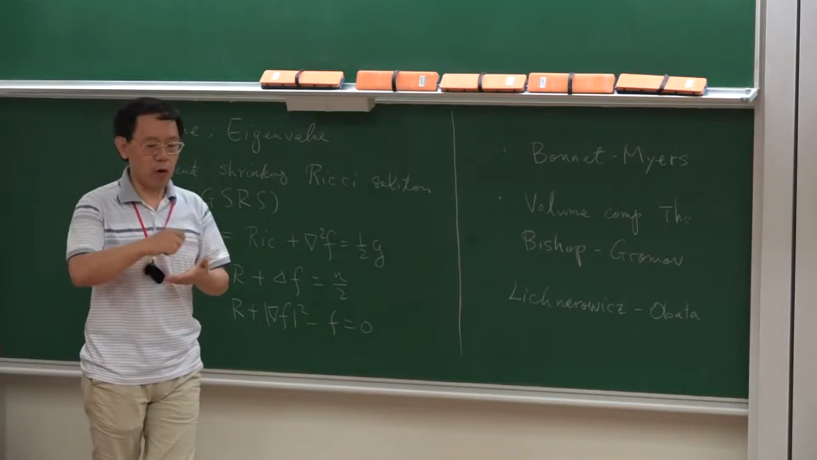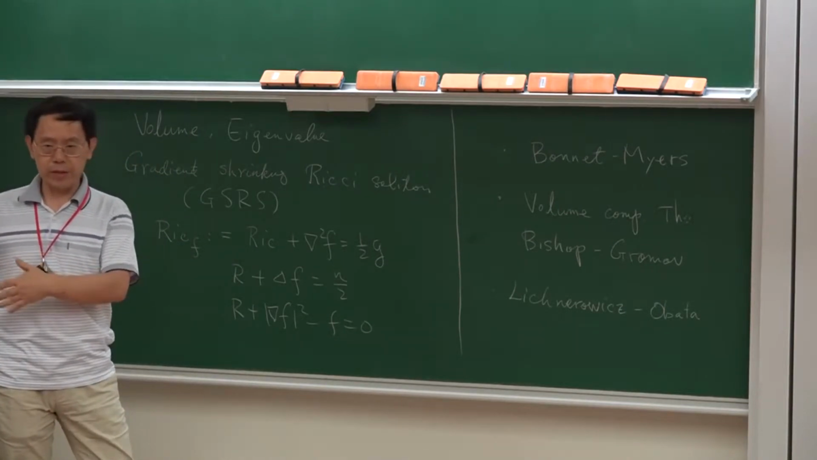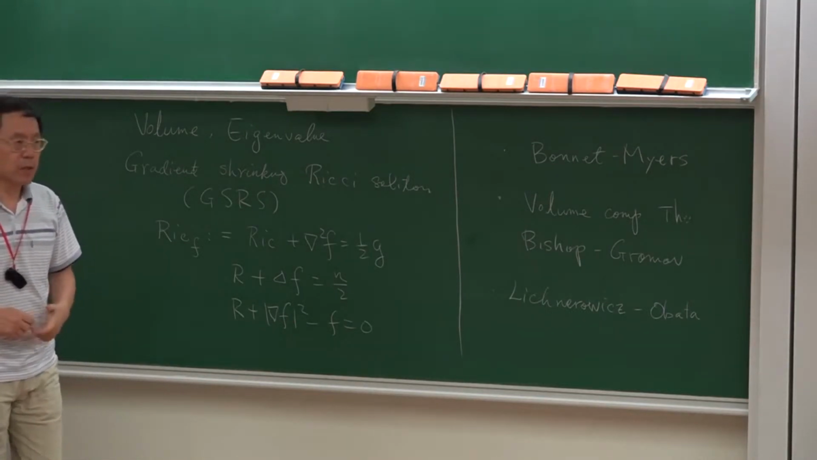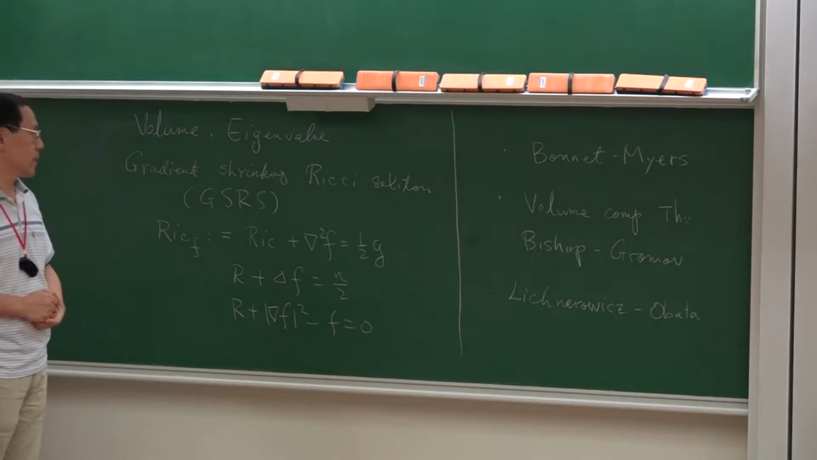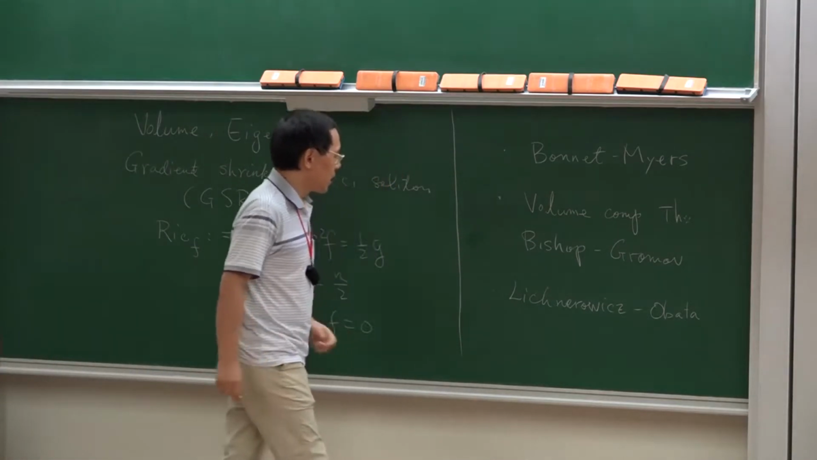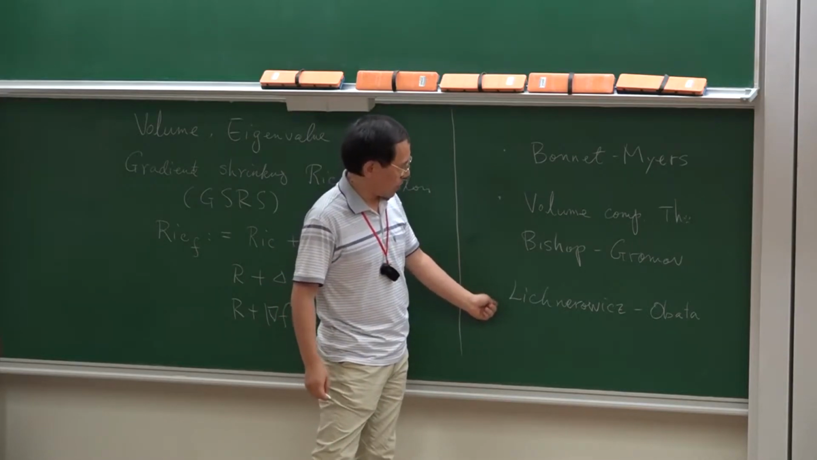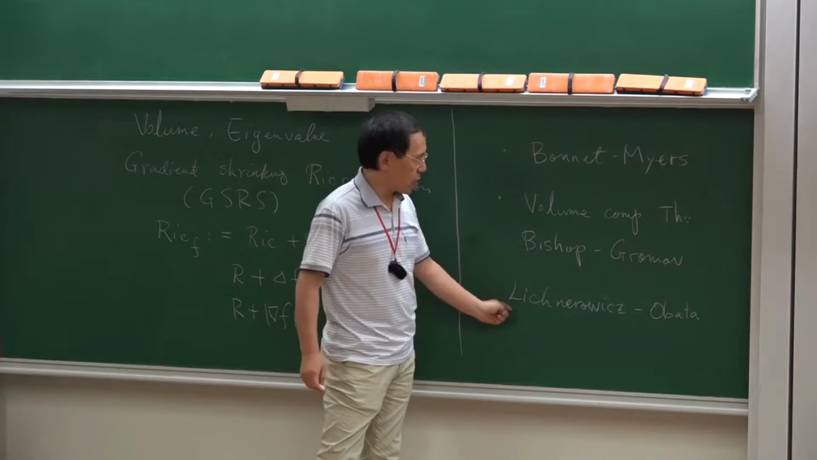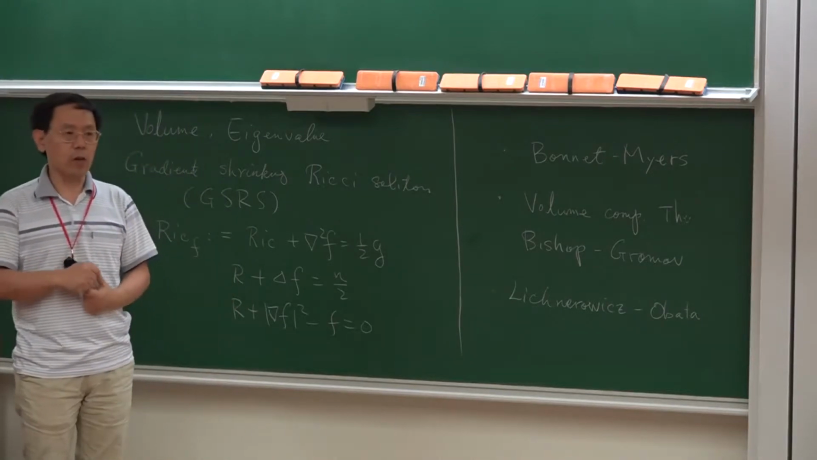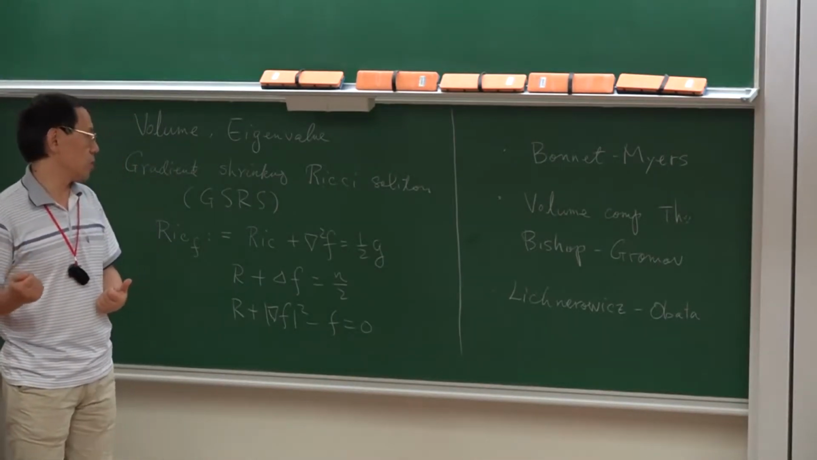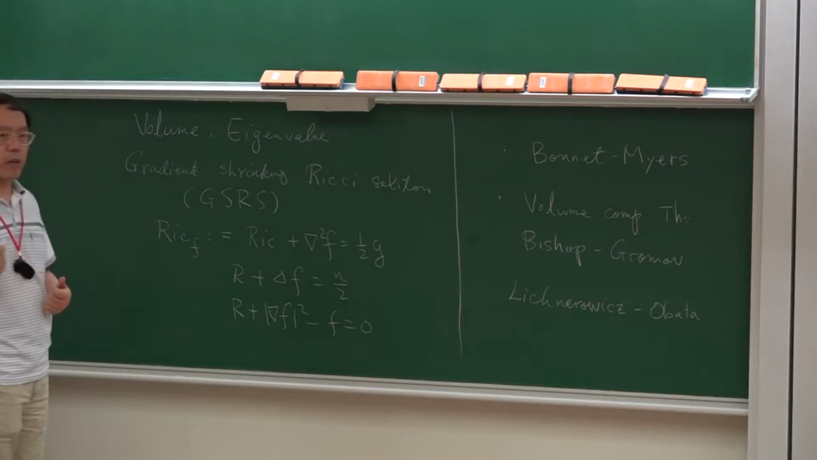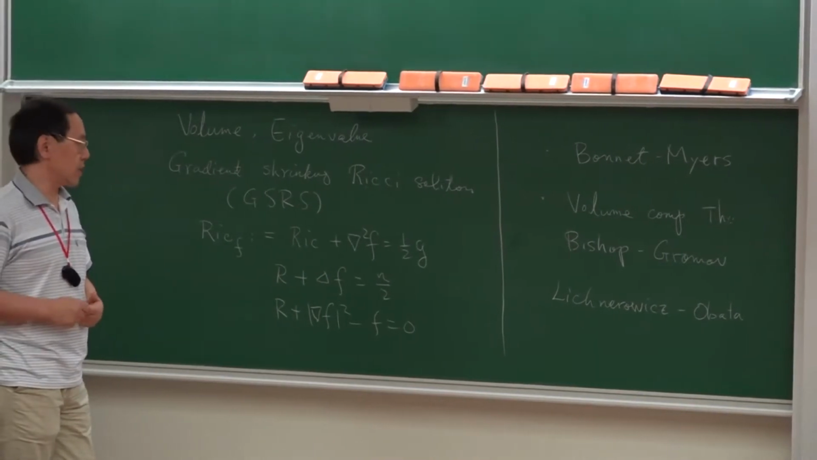That means the volume of the ball is less than or equal to the volume in Euclidean space, and equality holds if and only if it is Euclidean space. For example, we don't know this yet. Maybe I'll try to give an observation about this. If the Ricci curvature of the manifold is bigger than or equal to the Ricci curvature of the sphere, then the first eigenvalue of the Laplacian is bigger than or equal to the first eigenvalue of the Laplacian of the sphere, and equality holds if and only if it is a standard sphere.